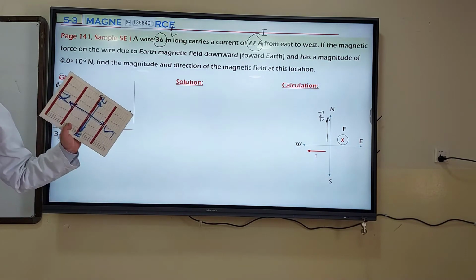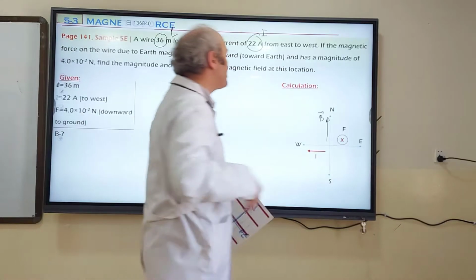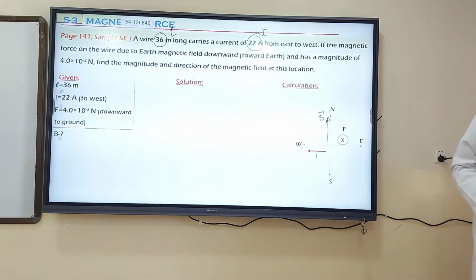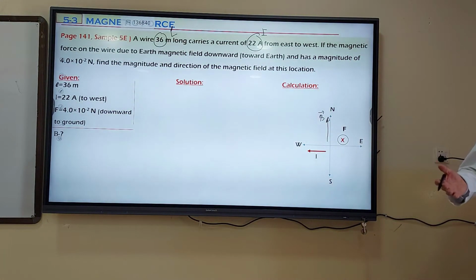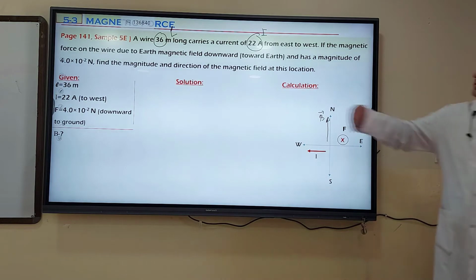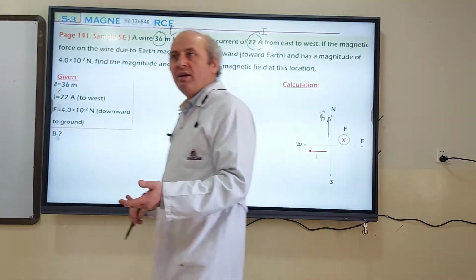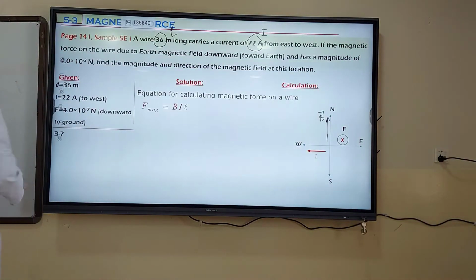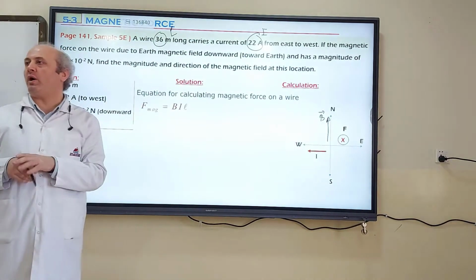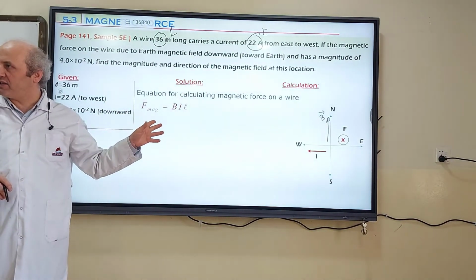Now, we got the direction. Tell me what is the angle between electric current and magnetic field? 90. Yeah, the maximum magnetic force acts on it. Use the equation of the maximum magnetic force and calculate it. This is the equation for calculating magnetic force on a wire. BIL is F magnetic.